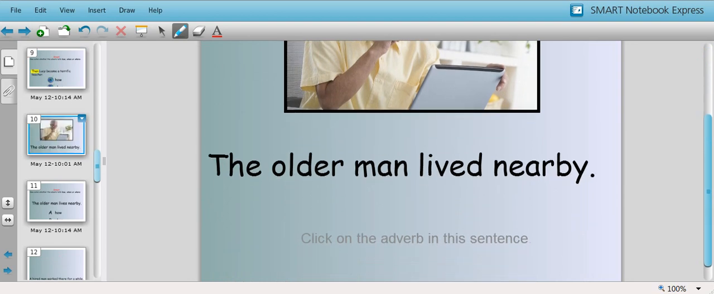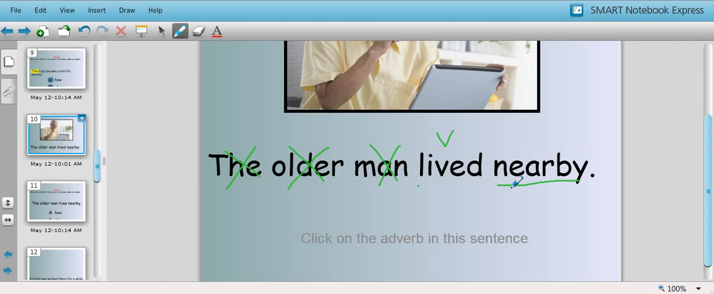The older man lived nearby. Once again, we find our verb. Would be lived. Okay, and now we need to find the word that modifies our verb. Does the tell us how, when, or where? No, it does not. Does older tell us how he lived, where he lived, or when he lived? No, it does not. Does man tell us any of those? No. So that leaves us with nearby.